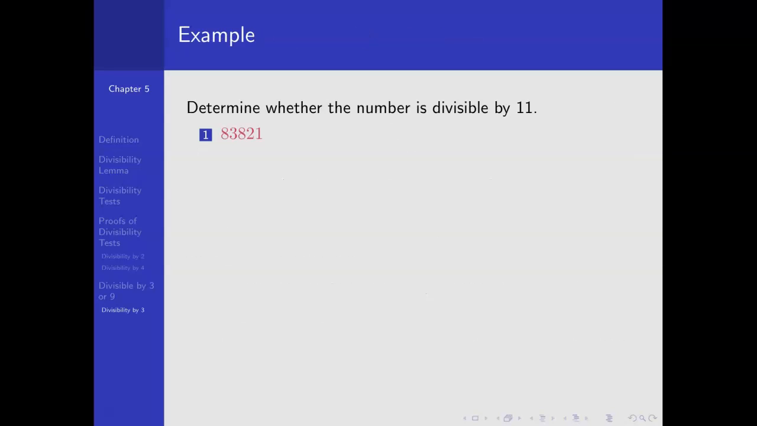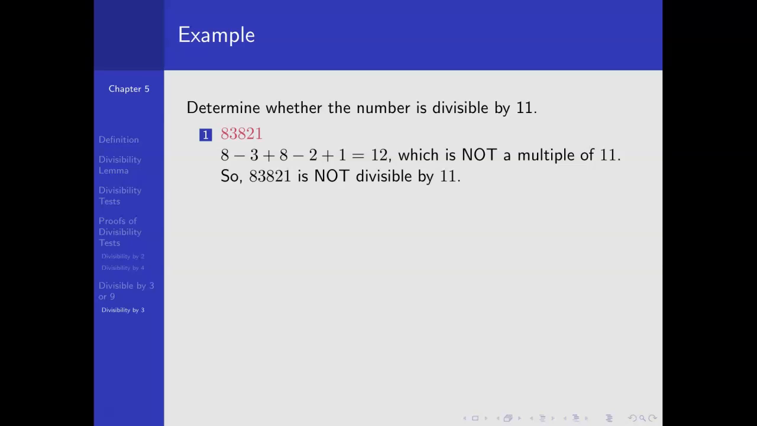All right, we're going to apply this in some examples. First, we're going to determine whether the number 83,821 is divisible by 11. And you should go ahead and pause and just work this out for yourself and then continue. But what we're going to do, I'm going to use that second formulation, and we're going to take 8 minus 3 plus 8 minus 2 plus 1, and we're going to see what we get. So that's, notice again, that's just alternating, starting with the 8 at the beginning, subtracting the next one, adding the next digit, subtracting the next one, and so on. And when we do this, we get 12, which is not a multiple of 11. So 83,821 is not divisible by 11.